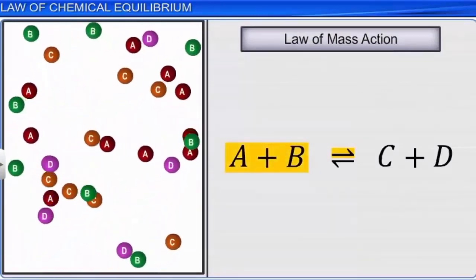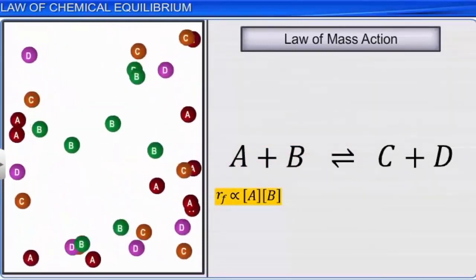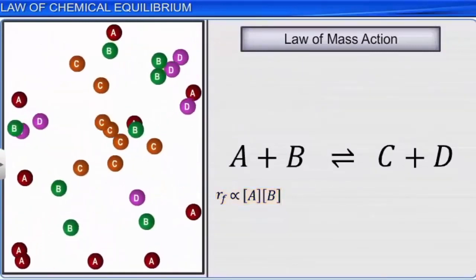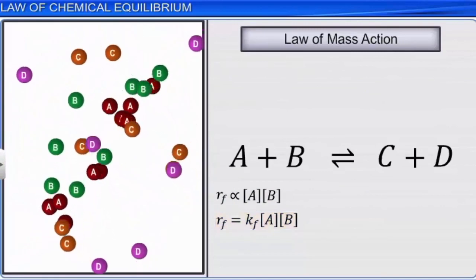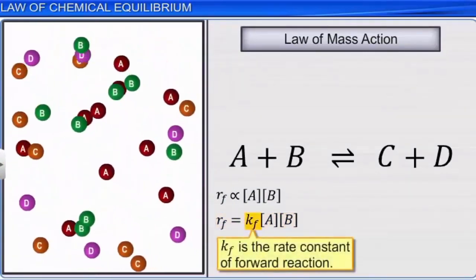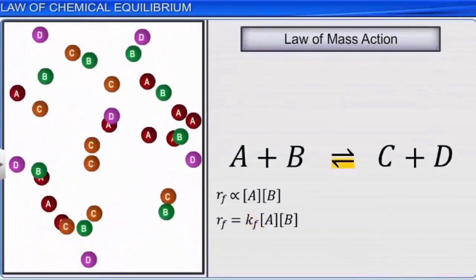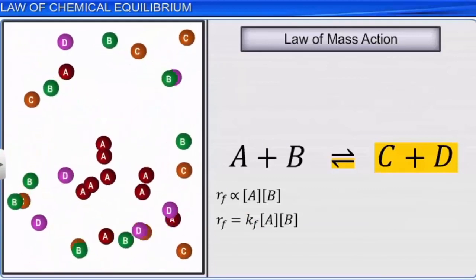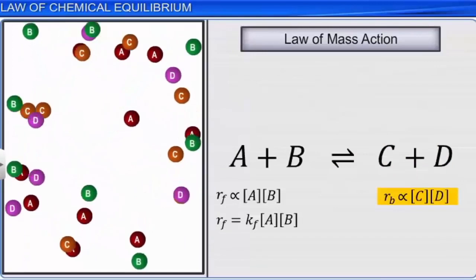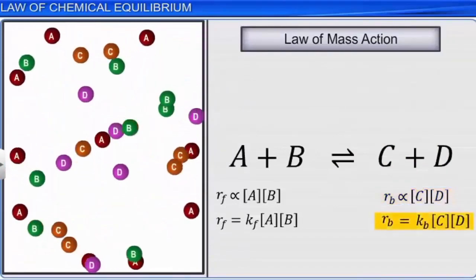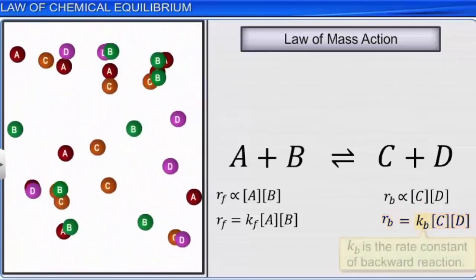That is, the rate of forward reaction Rf is directly proportional to the concentration of the reactants A and B. Or Rf is equal to Kf multiplied by the product of the concentrations of A and B, where Kf is the rate constant of forward reaction. Similarly, the rate of backward reaction will be proportional to the molar concentration of the products. That is, Rb is proportional to the product of the concentrations of the products C and D. Or Rb is equal to Kb multiplied by the product of the concentrations of C and D, where Kb is the rate constant of backward reaction.